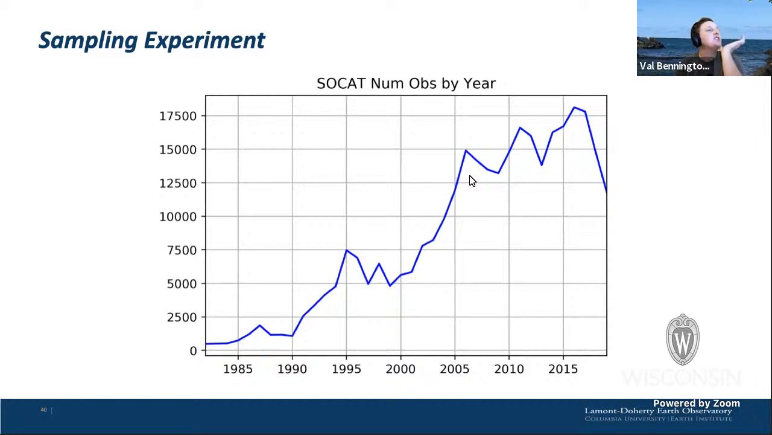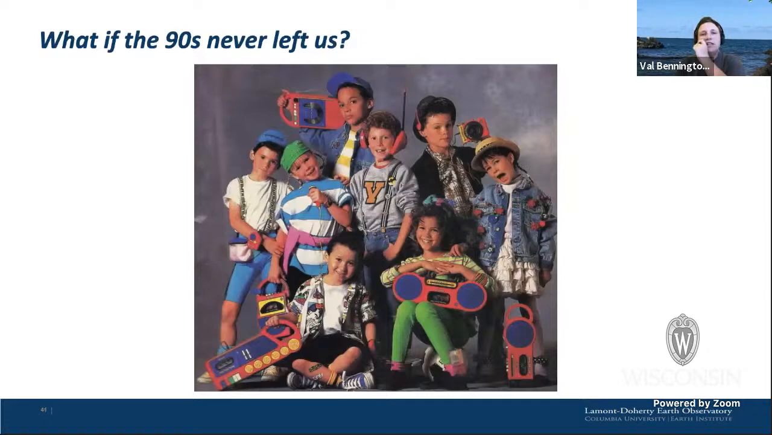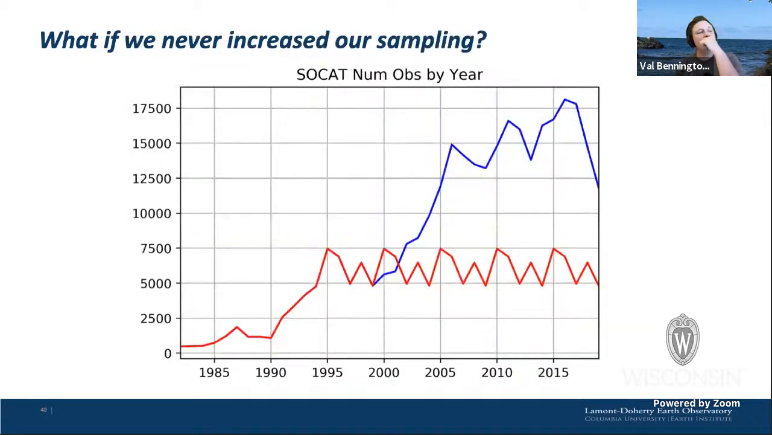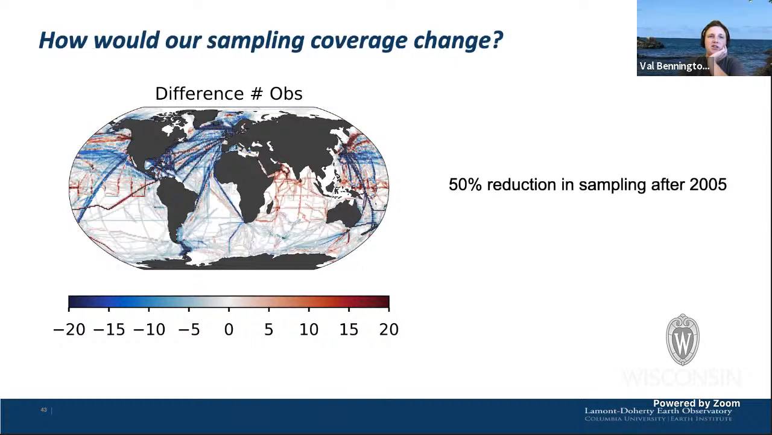So the initial question we asked is, what if the 90s never left us? So in other words, what if we continued sampling like the 1990s? So in red here, I'm showing what sampling would have looked like if we never ramped up sampling. Instead, we sampled like 1995 to 1999 over and over and over again. So essentially cutting the number of observations in those years by half. So how would this change our sampling?